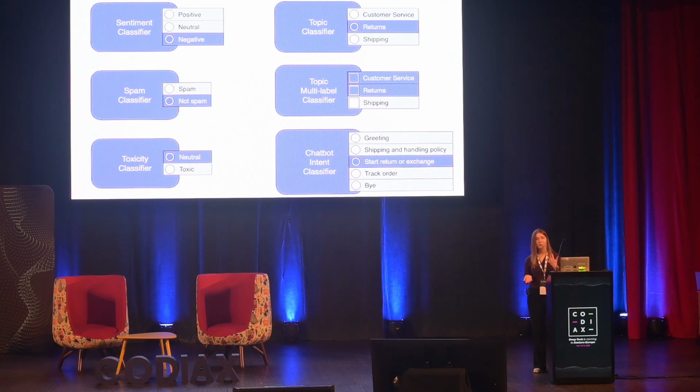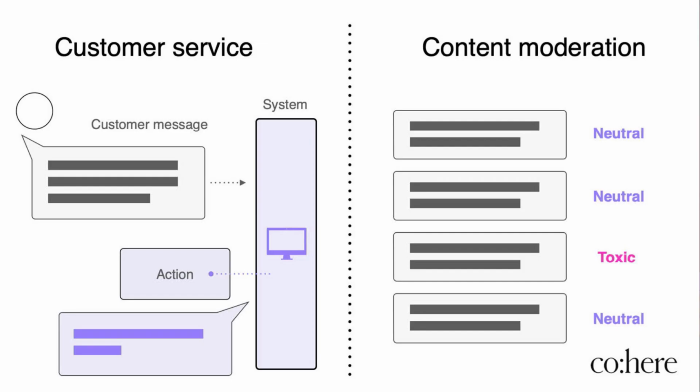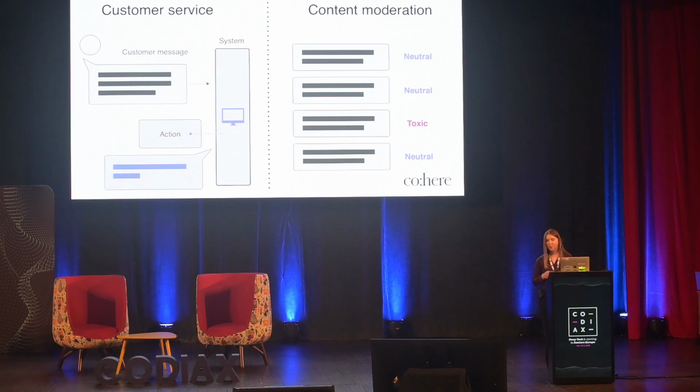Another is a spam classifier that allows you to make your inbox less noisy, or a toxicity classifier, which is super, super useful in the context of building online communities. The most common uses for classifiers are customer service and content moderation.